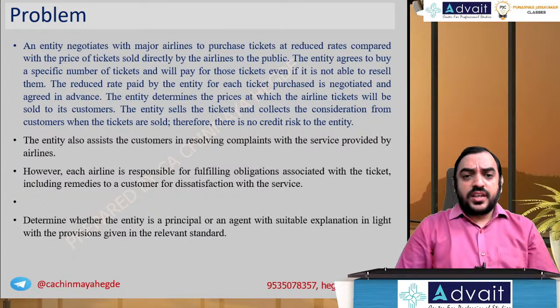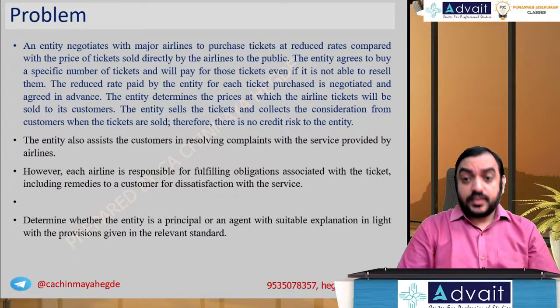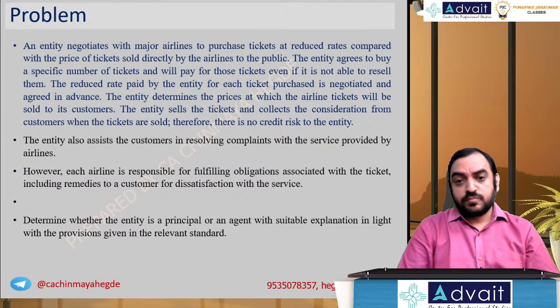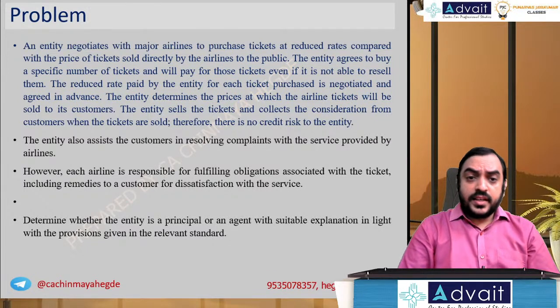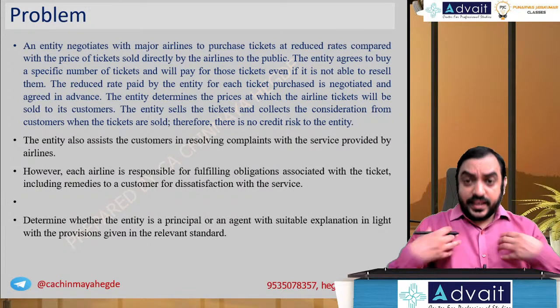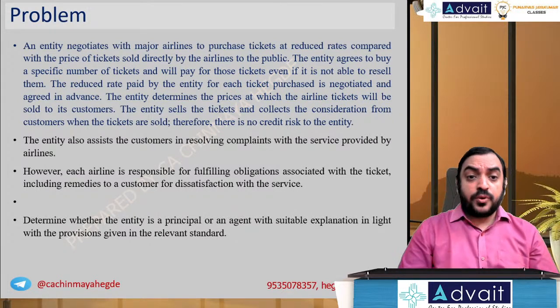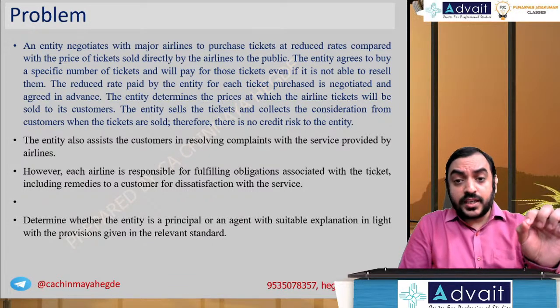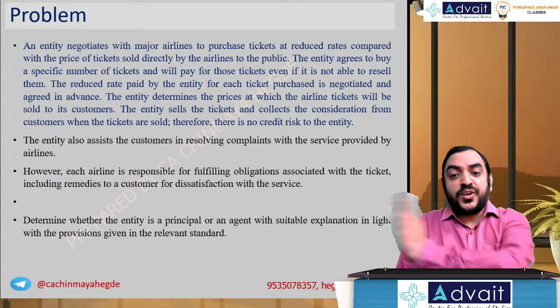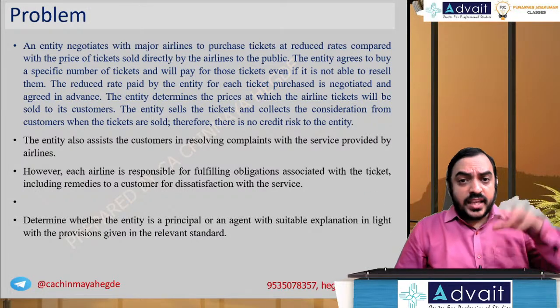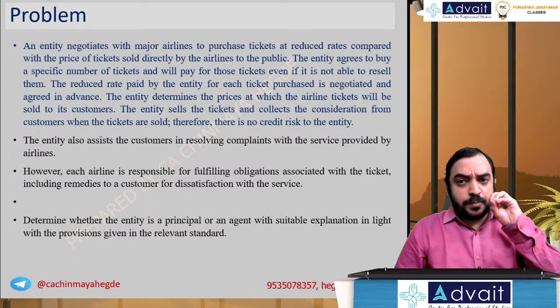An entity negotiates with the major airlines to purchase at a reduced rate as compared with the price of the ticket sold directly by the airlines to the public. Okay, so an entity negotiates with the major airlines, SpiceJet, Interglobe, Indigo Airlines, to purchase the tickets at a reduced price. We are getting the tickets at a concessional price. The entity agrees to buy a specific number of tickets and will pay for those tickets even if not able to resell them. In the sense, I am purchasing the airline tickets at a cheaper price.